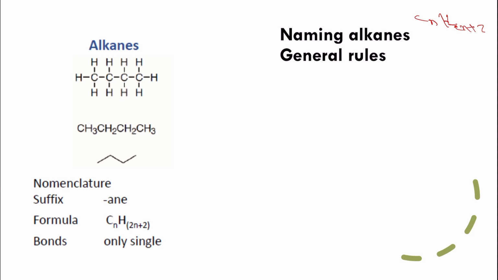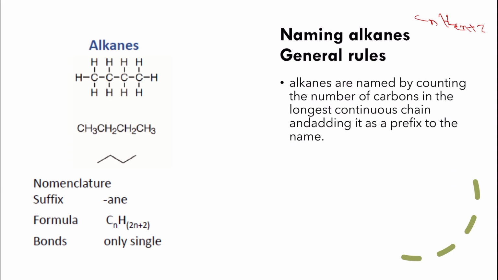How can we name the alkane? So the general rule of naming alkanes is as follows. First of all, we need to use a prefix and a suffix. So let's start with the prefix. The prefix refers to the number of carbon atoms in the structure. So you're going to add a certain prefix that refers to the number of carbon atoms.